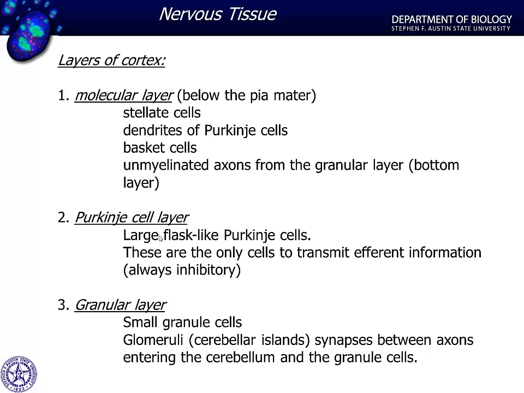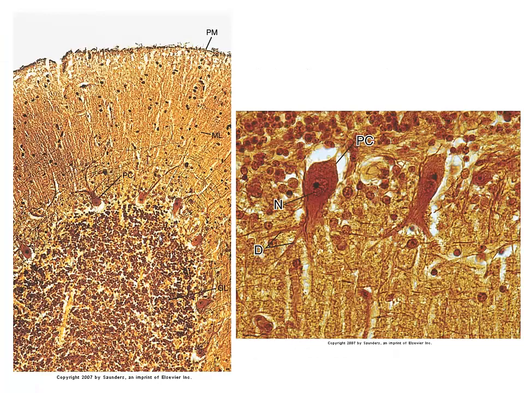Now, I want to pay particular attention to layer 2, the Purkinje cell layer. They refer to these as large flask-like Purkinje cells, and they are going to be so prominent. And when you look at these cells, these are going to be the only cells that are going to transmit efferent information. Okay, these are the cells that are leaving the central nervous system, and these cells are always going to transmit inhibitory postsynaptic potentials. They're always going to be inhibitory in nature. And once you see these Purkinje cells, you will never forget them. This is one of the easiest ones that we have in our central nervous system.